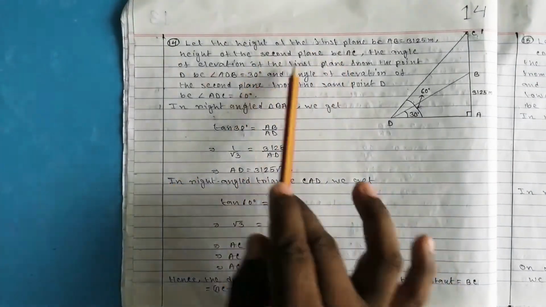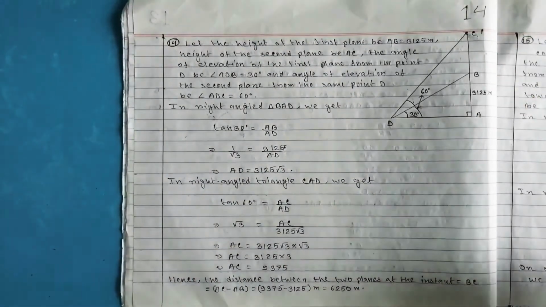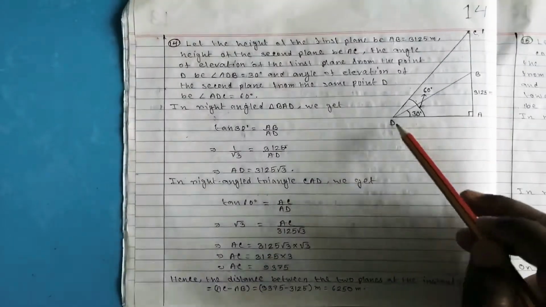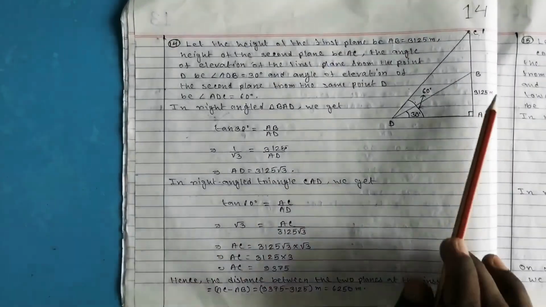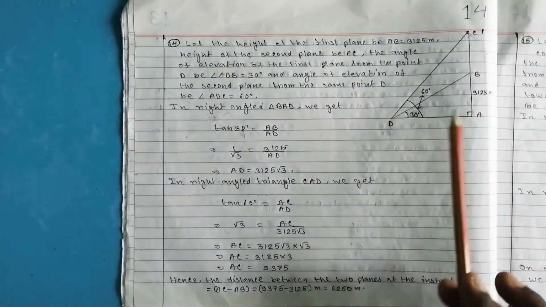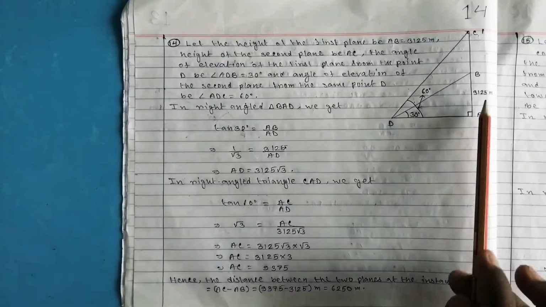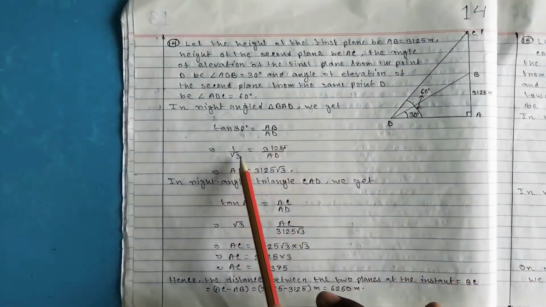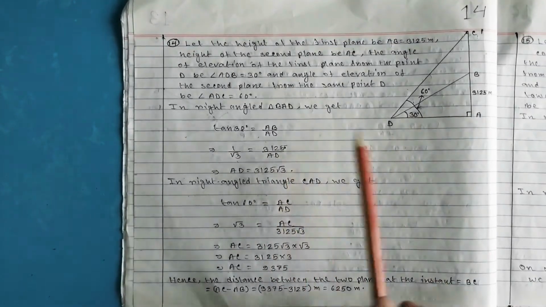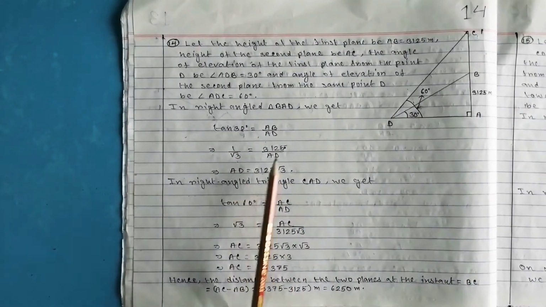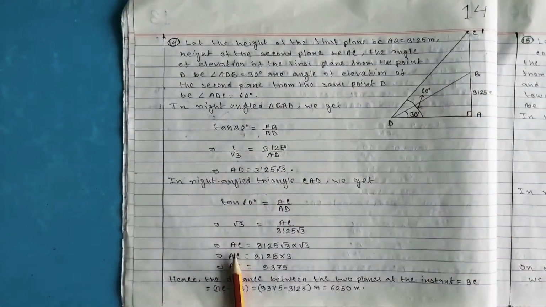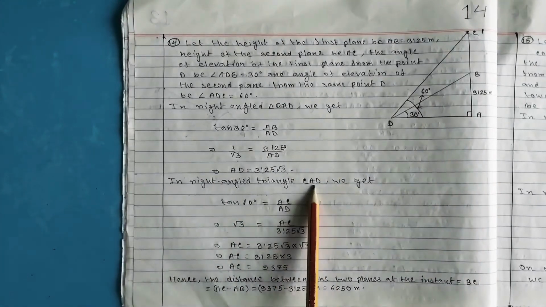These are the given things. Now what you have to find? You have to find BC. Now come to the triangle BAD. In this triangle BAD, AB is given 3125 meter and this angle is 30 degree. So tan 30 degree equals AB upon AD. Tan 30 means 1 upon root 3, and AB is given 3125, and AD you have to calculate. So AD equals, by cross multiplication, 3125 root 3. Now take the bigger triangle, that is triangle CAD.